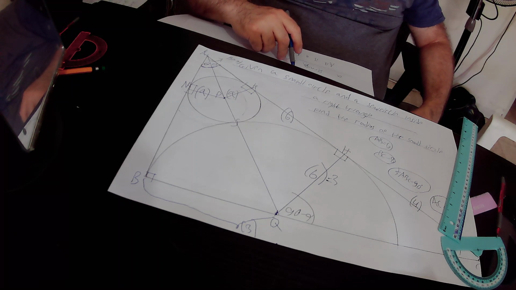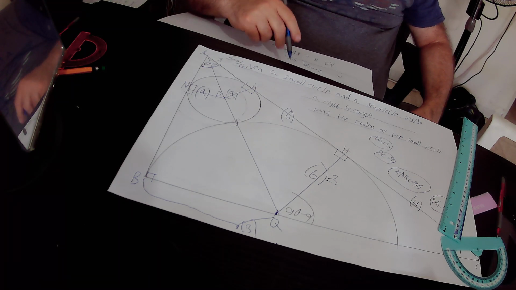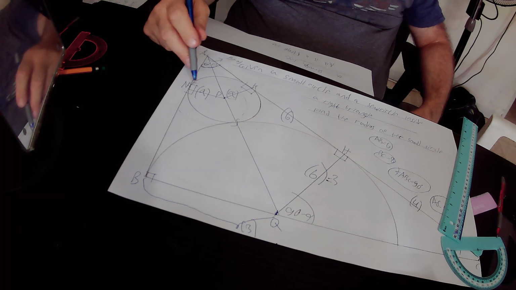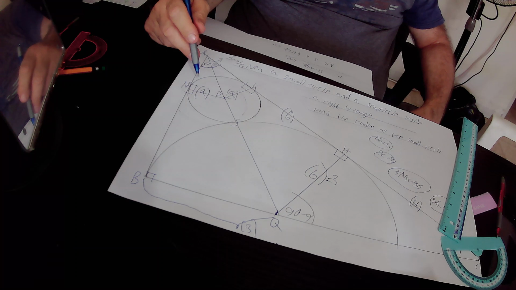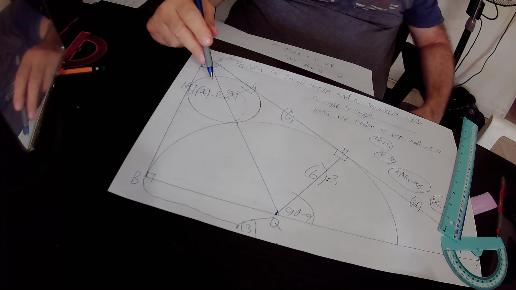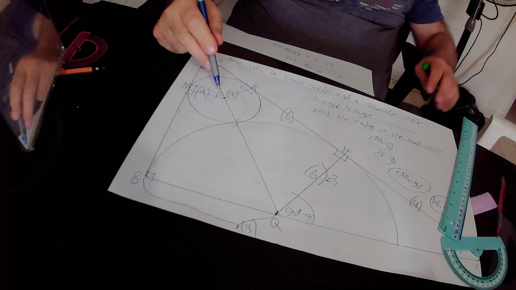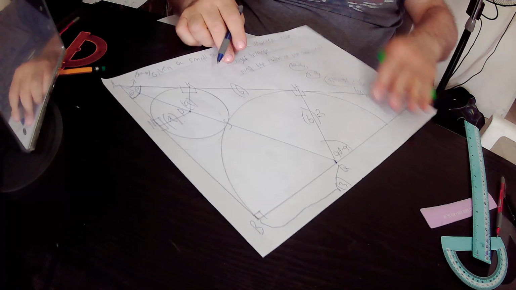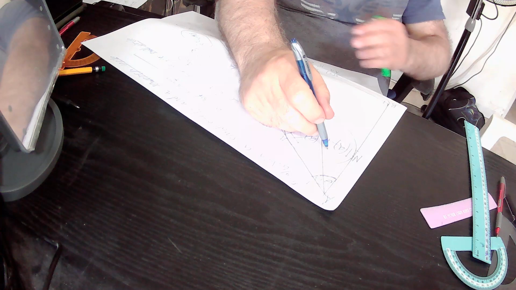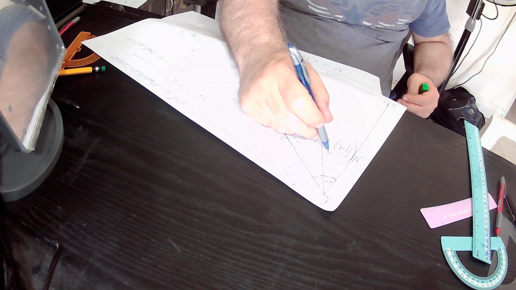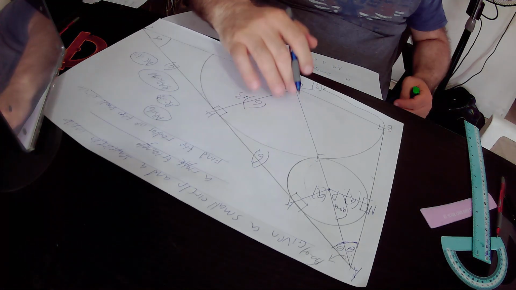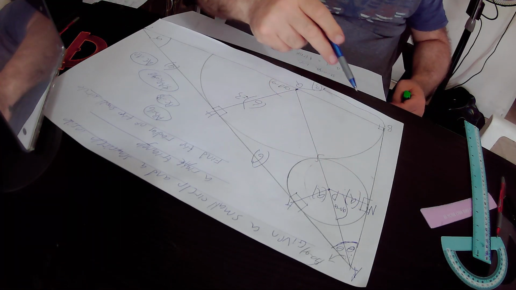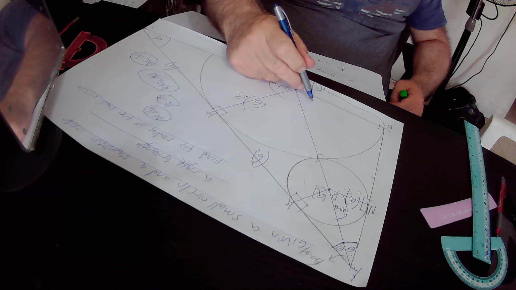Okay, so if you focus on the small right triangle ANP, this angle equals theta, this angle equals 90 degrees, therefore this third missing angle must be equal to 90 degrees minus theta. Likewise, if you focus on the big right triangle ABQ, this angle equals theta, this angle equals 90 degrees, therefore this third missing angle must be equal to 90 degrees minus theta.